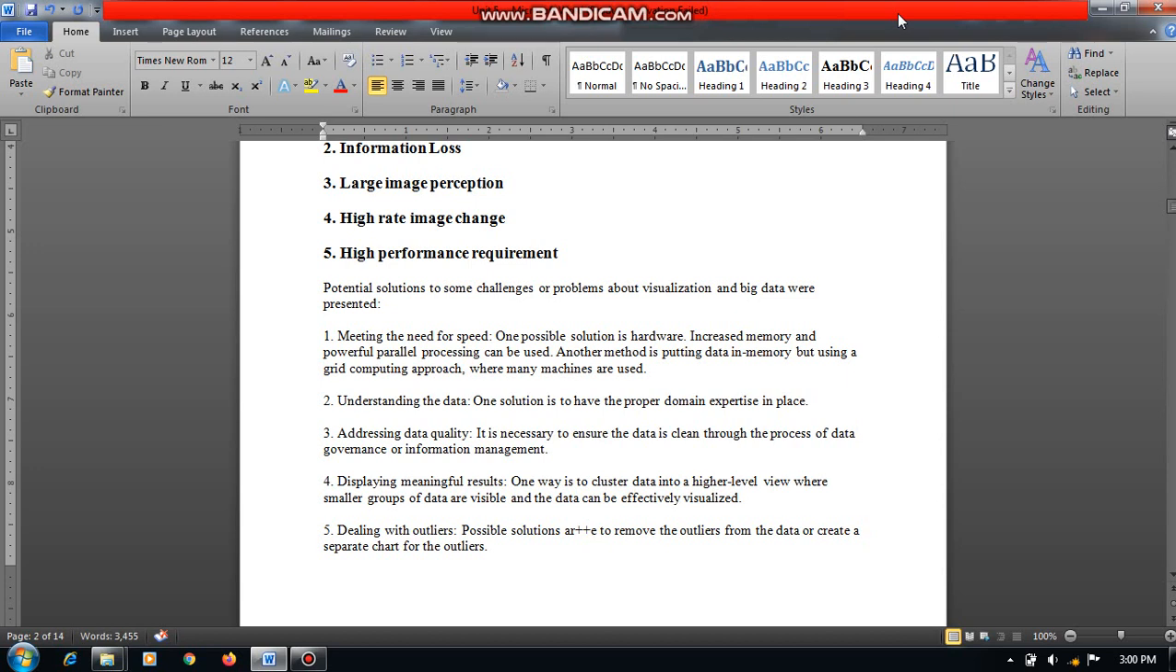Now we will discuss the challenges to big data visualization. We have already discussed this. Data visualization challenges depend on two things. One is the characteristics of your big data, and the other is some other problems. So first, again, a recap of the different characteristics of your big data.